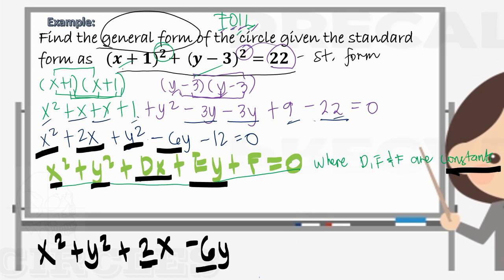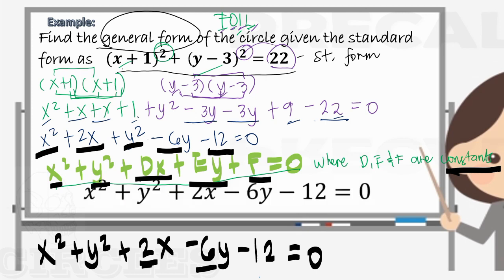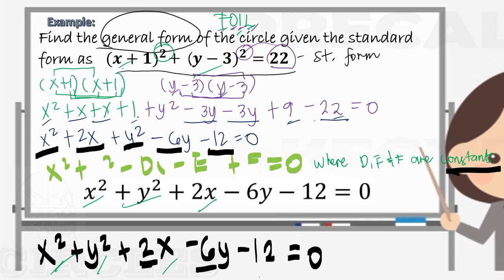And then, yung constant natin na f, itong negative 12 is equal to 0. So, check natin yung final answer. So, ayan. X squared, y squared plus 2x minus 6y minus 12 is equal to 0. So, tama naman yung sagot natin.